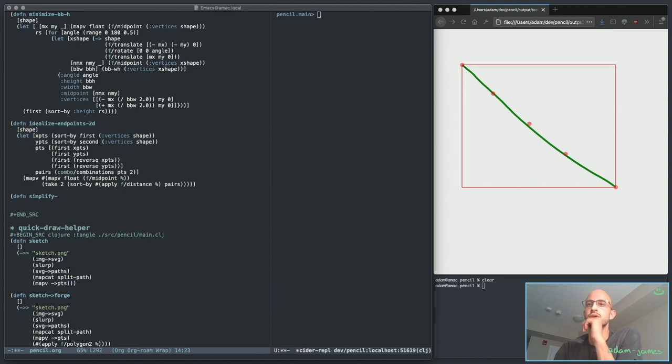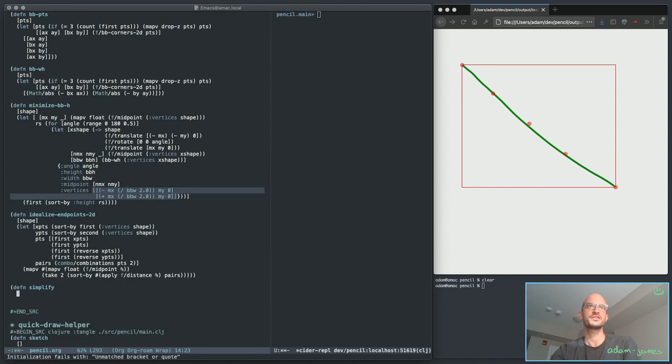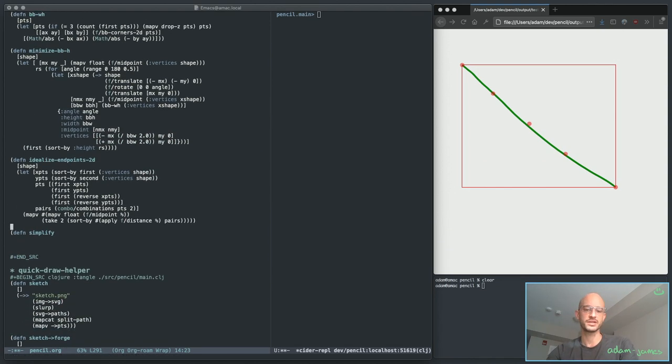Okay, so what do I call it? Simplify sketch. Yeah, sure. I'll leave it like that. Simplify. You know what? Let me just do simplify. Just leave it at that. Let's not make a big deal out of it.